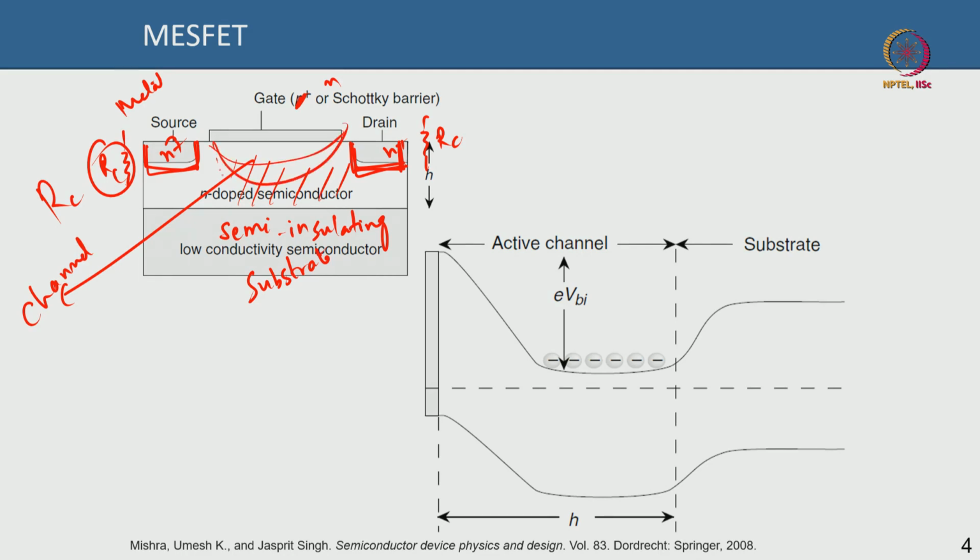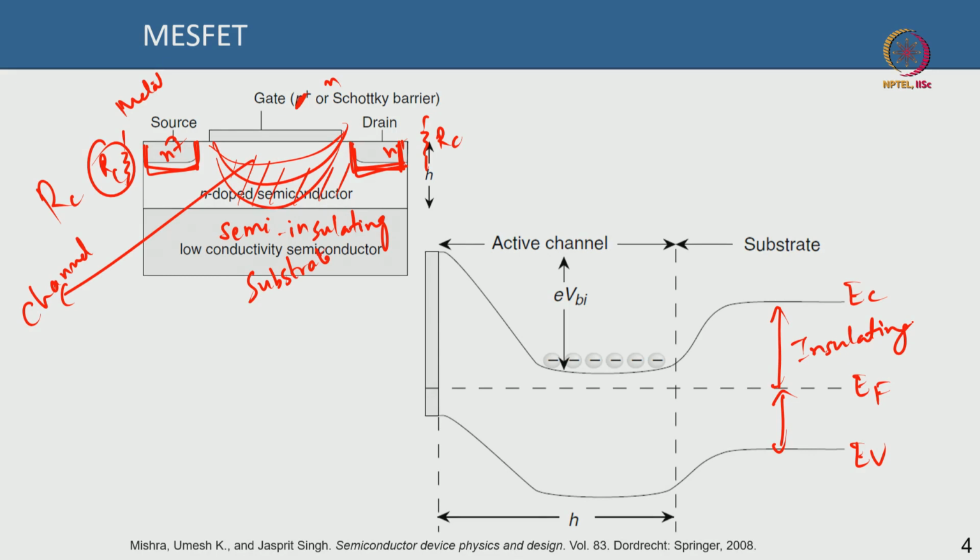Because the depletion will keep extending, right. You can see this is the energy band diagram, this is the conduction band, this is the valence band, and this is the Fermi level. The substrate is insulating, so the Fermi level is almost at the middle of the band gap, correct, because this is almost insulating. So there is no conductivity that can happen through the substrate.